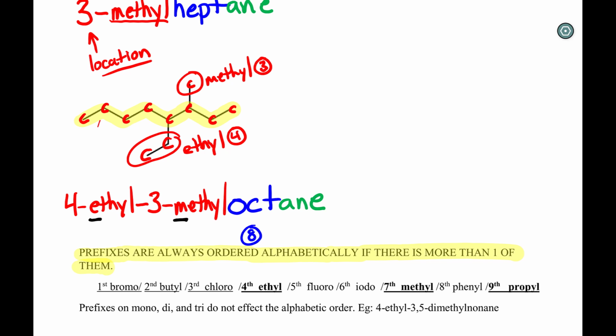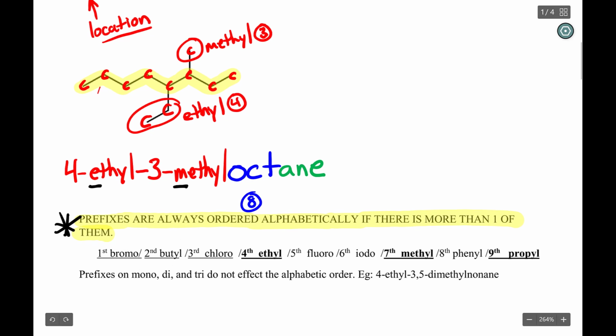So please make sure that you memorize that the prefixes must go in alphabetical order no matter what, not necessarily numerical order, which this one doesn't. 4 is a larger number than 3, but I don't care. Now I do want to point out one thing down here. If theoretically I had 2 ethyl groups or 2 methyl groups, it would be called dimethyl or diethyl. These di, tri, or tetra, if I had 4 of them, do not affect the alphabetical order.